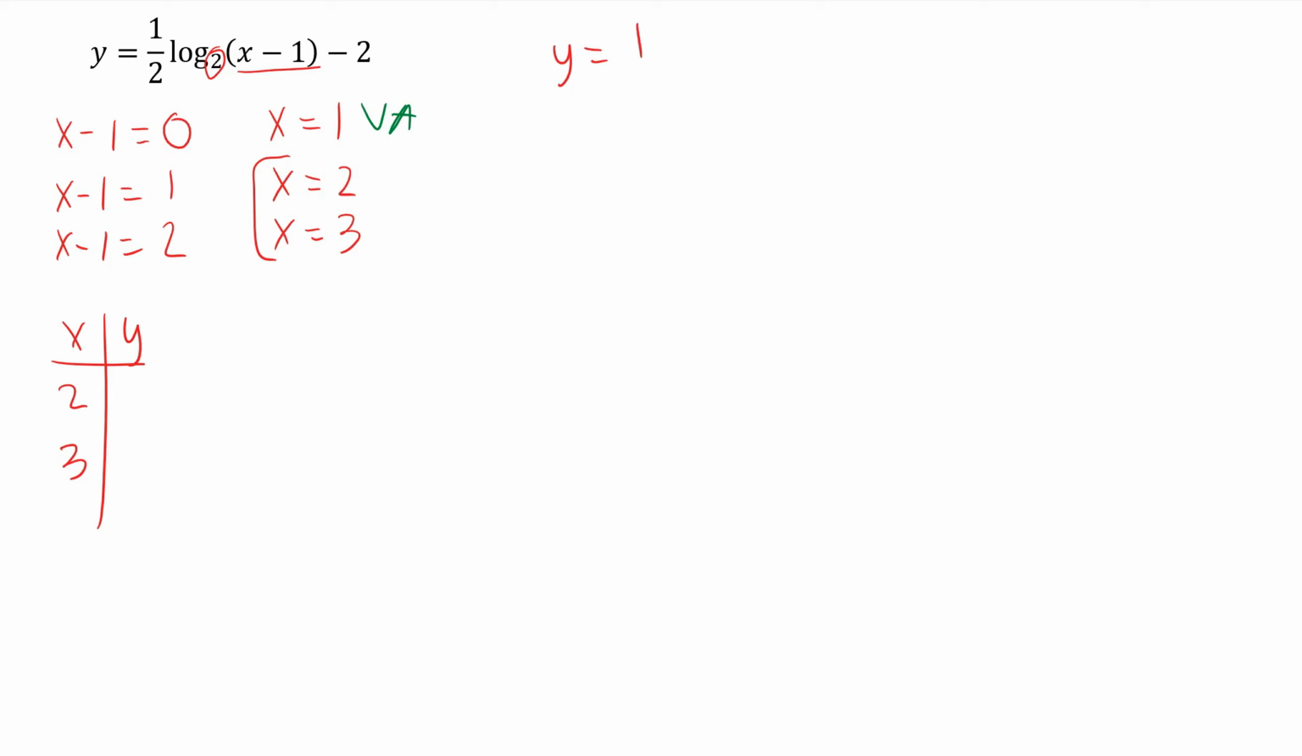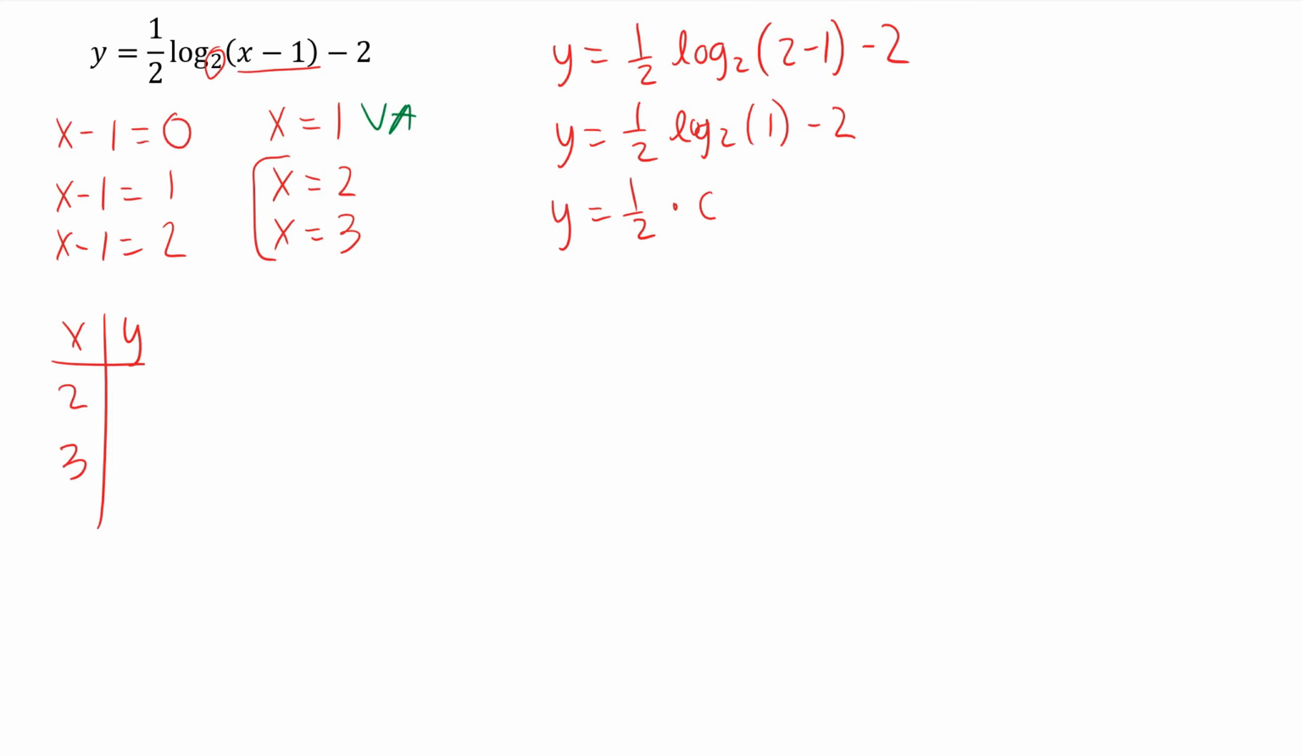So y is equal to 1/2 times log base 2 of 2 minus 1, minus 2. So y is equal to 1/2 times log base 2 of 1, minus 2. Log base 2 of 1 is 0. So I have 1/2 times 0 minus 2. So y is equal to negative 2.